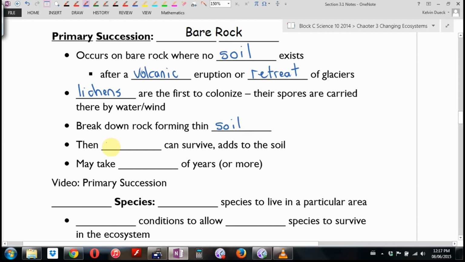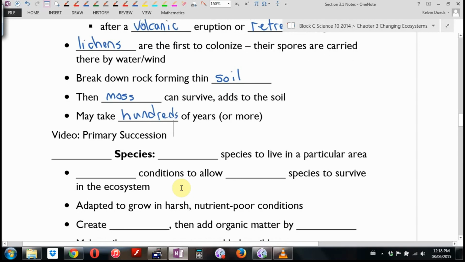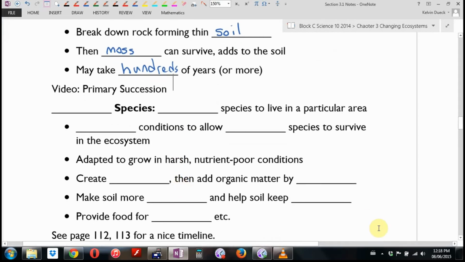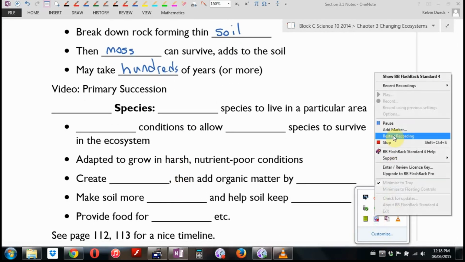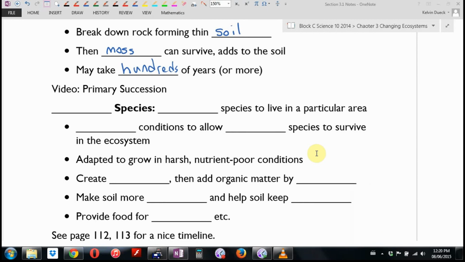Well, after that, the next thing, and you'll see this on rocks all the time, moss can survive. And then when the moss breaks down as well, its nutrients return to the soil. It adds to the soil. And this can take hundreds of years or more. So, primary succession.